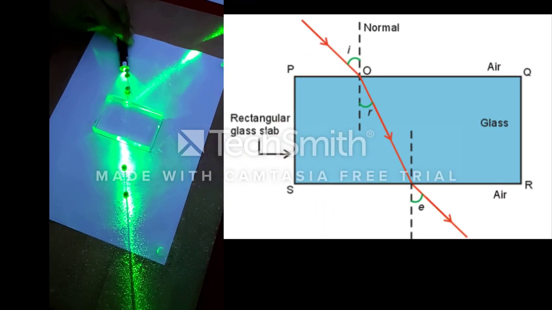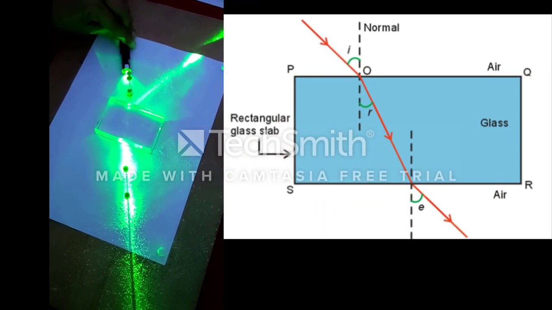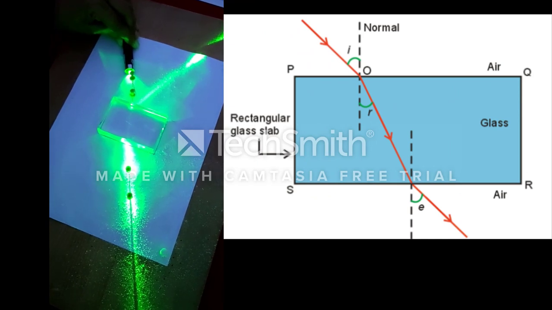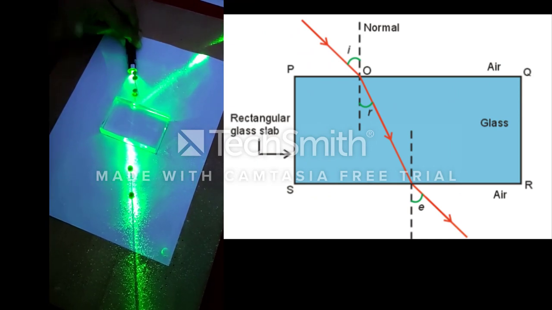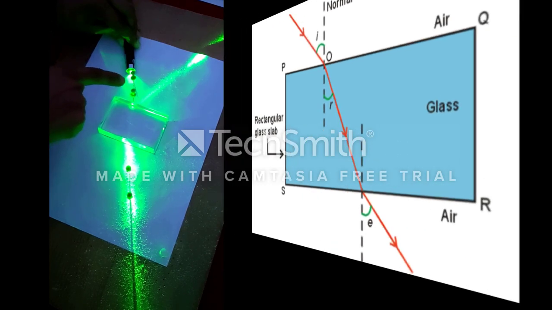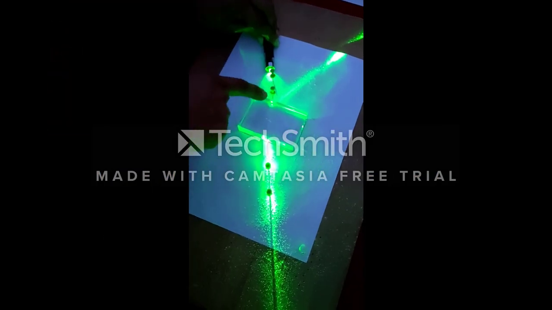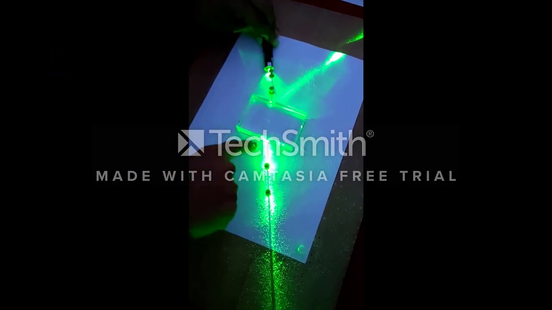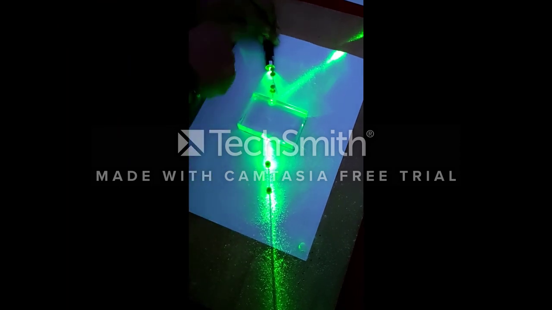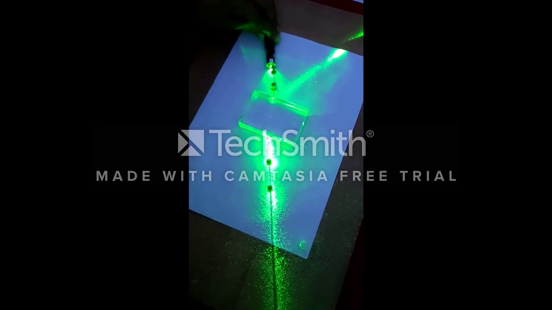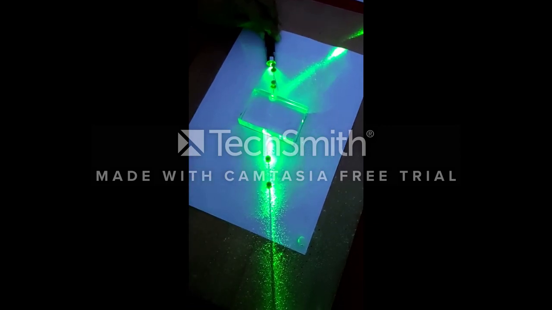Now, we will perform this activity with a laser. As you see, we put a laser light as an incident ray. You will observe this is the incident ray, this is the refracted ray, and this is the emergent ray, because a laser is highly directional light. That's why you can observe this phenomenon.